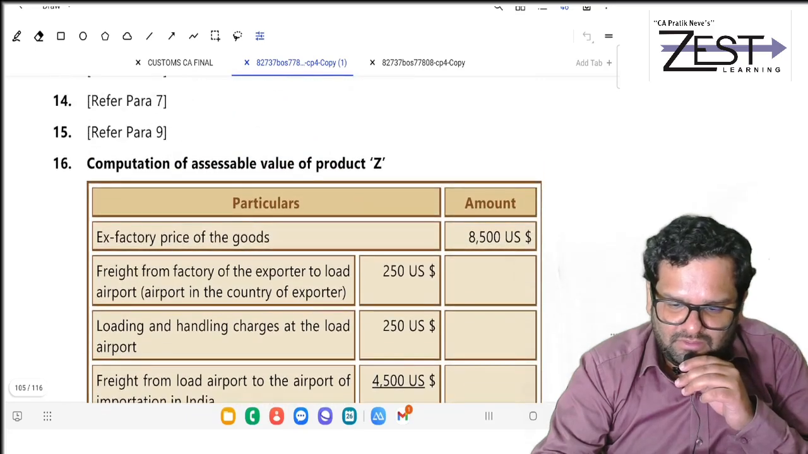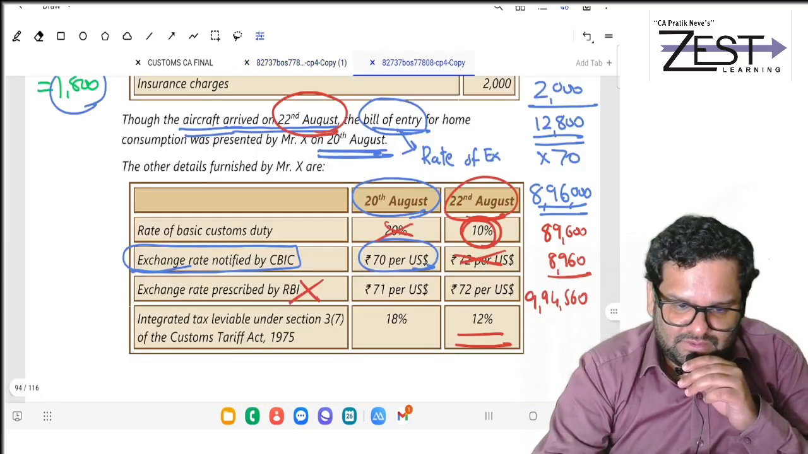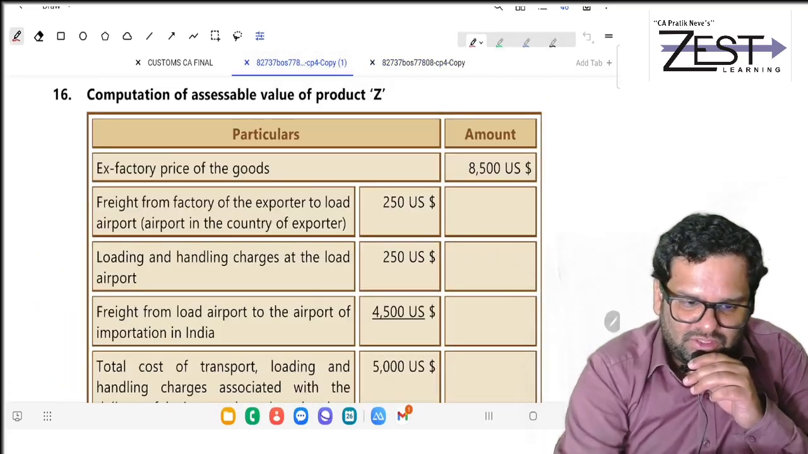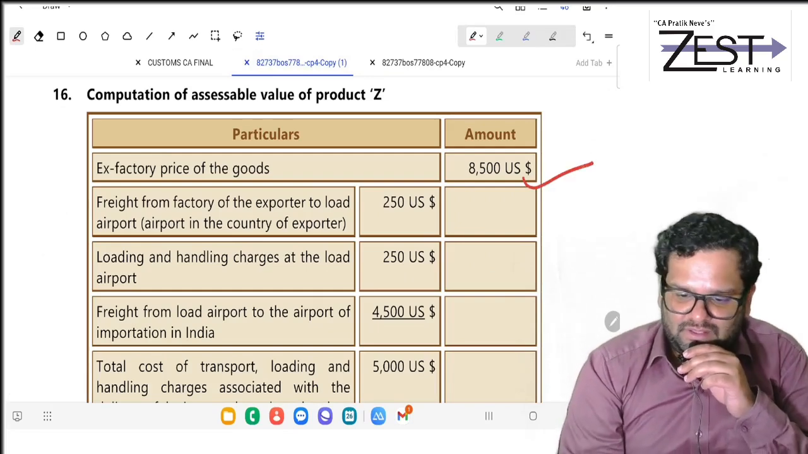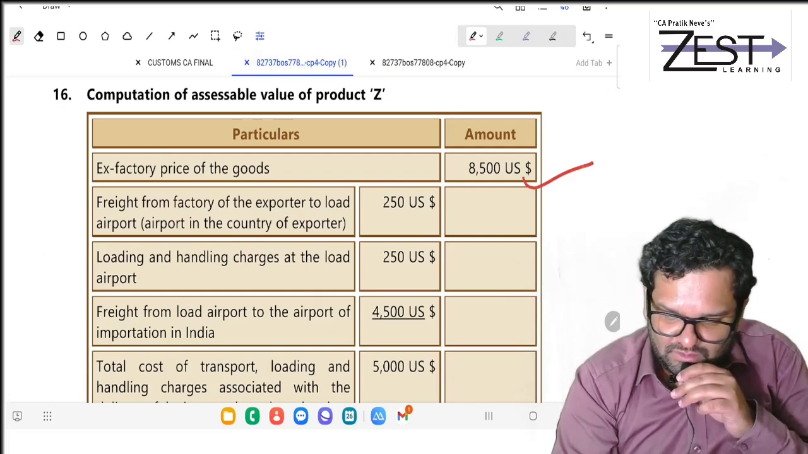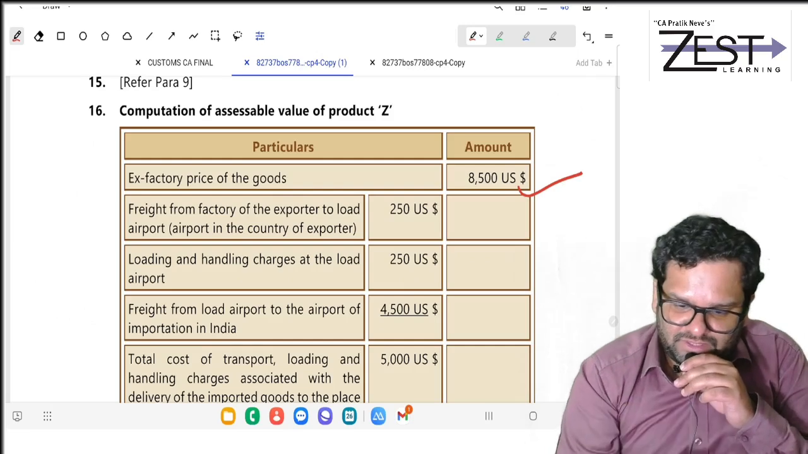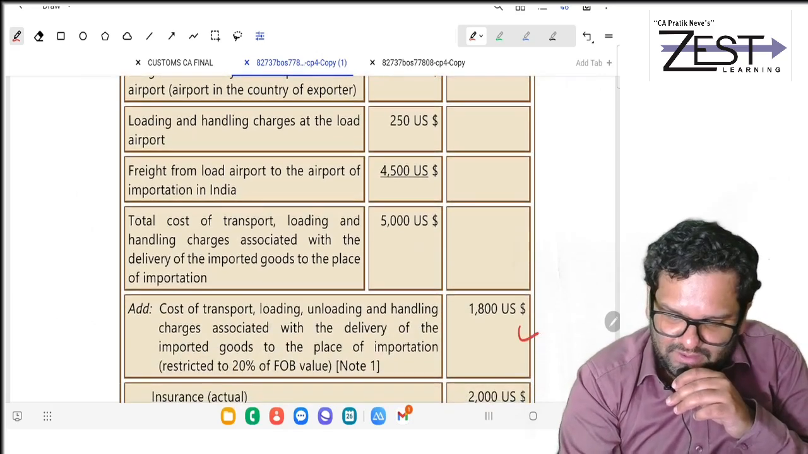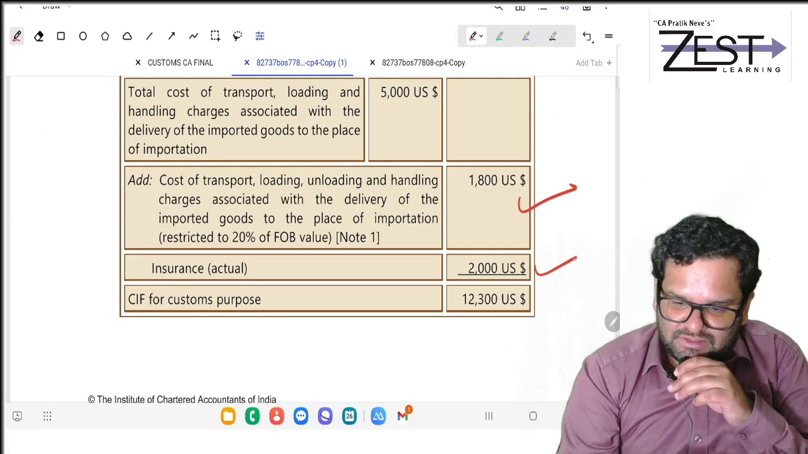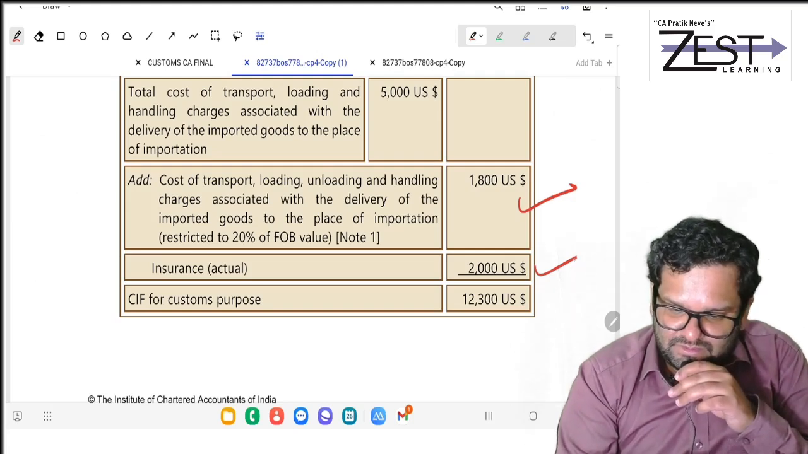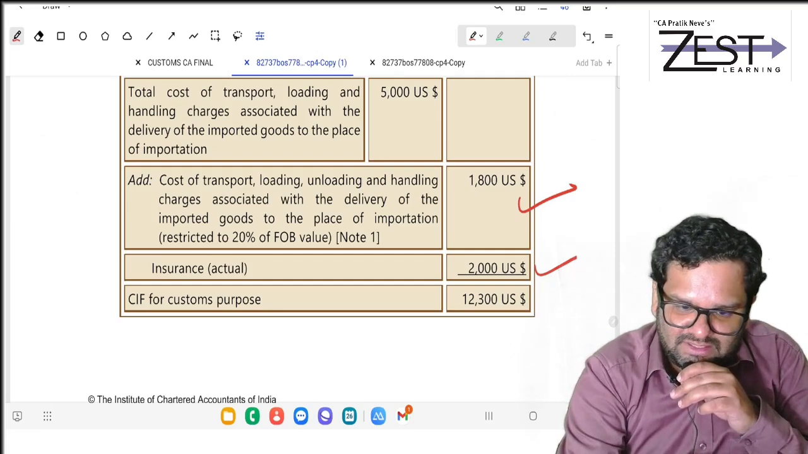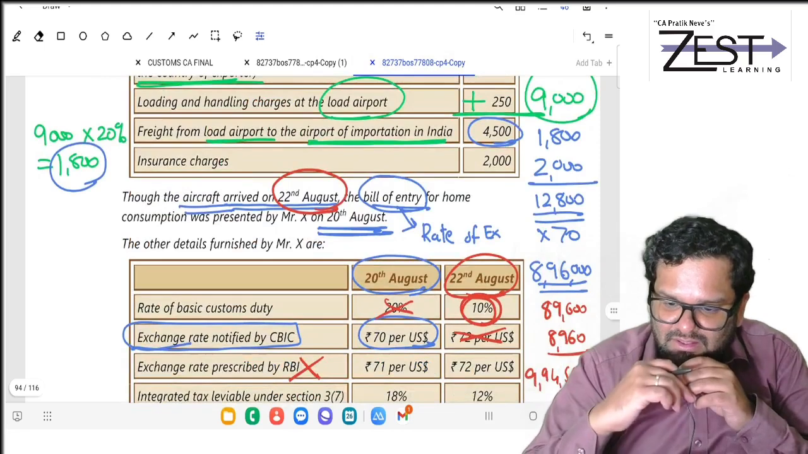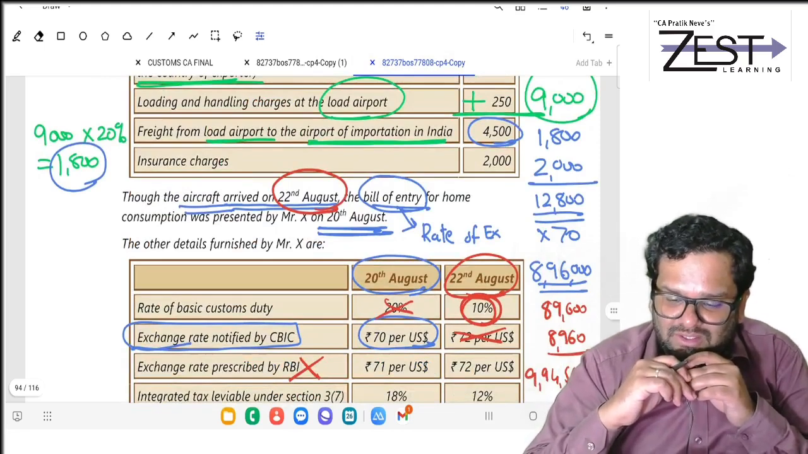Check which example it is. It is example number 16th, right? Yes. So till 8,500 is okay? Yes. Now, friends, 1,800 you have added? 2,000? Yes. CIF, how much you had got in our example? 12,300. But we got 12,800. Why?